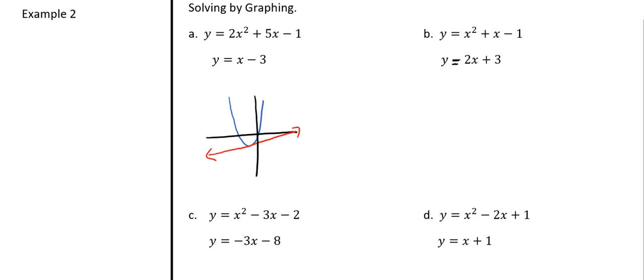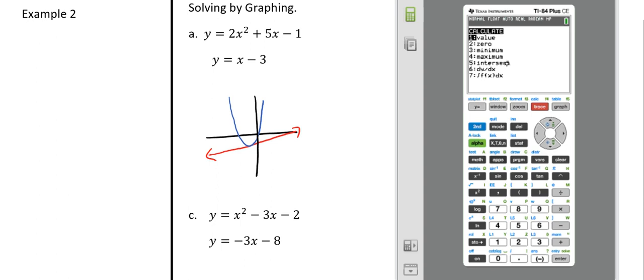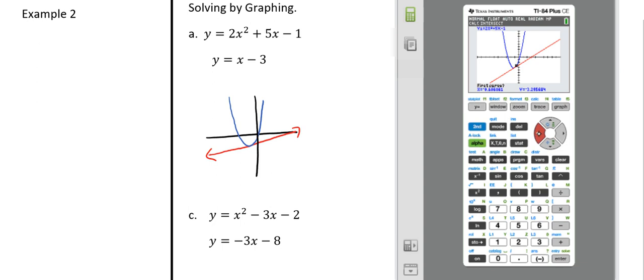All right. So we're now ready to calculate it using our calculator. We're going to go to second, trace, and choose option number 5, which is our intersect option. Now we want to get close to the intersection point. So I'm going to get kind of close. I look like I'm right on it almost. So I'm going to hit enter.